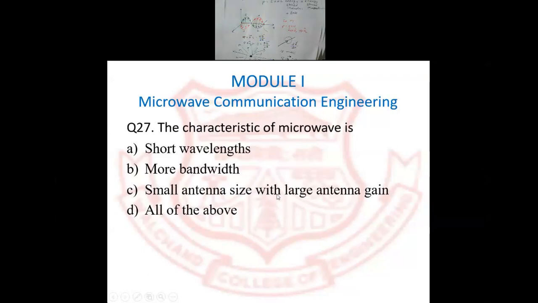Next one. The characteristics of a microwave are short wavelength, more bandwidth, small antenna size with a large antenna gain, or all of the above. What are the characteristics? Most of the people are writing the answer D. Microwave means small wavelength and highest bandwidth. Due to the small wavelength, antenna size is small and gain will be large, right? The answer is D. Correct.